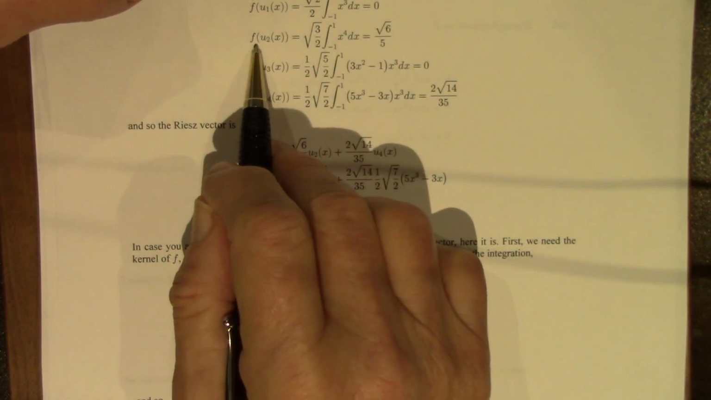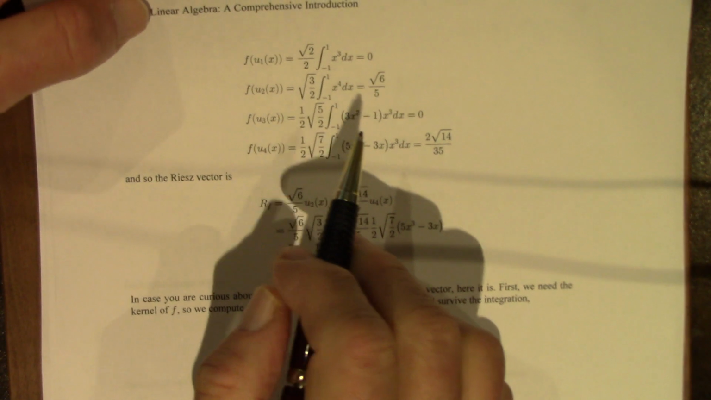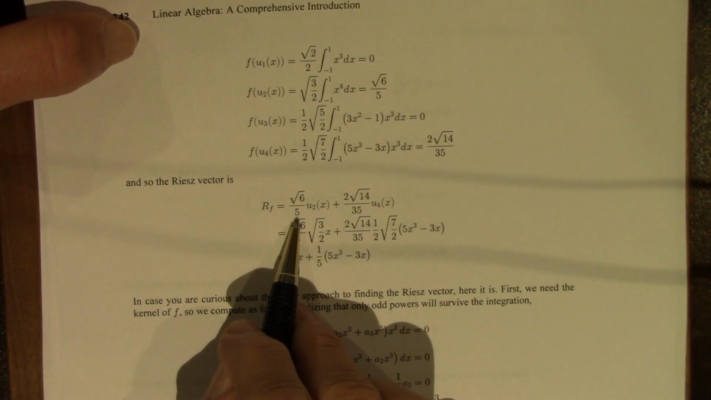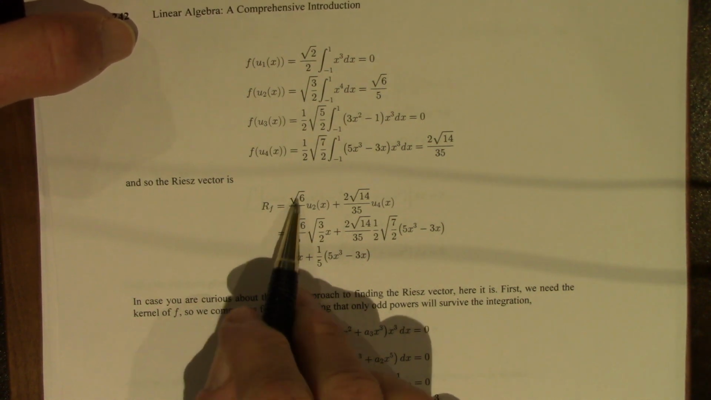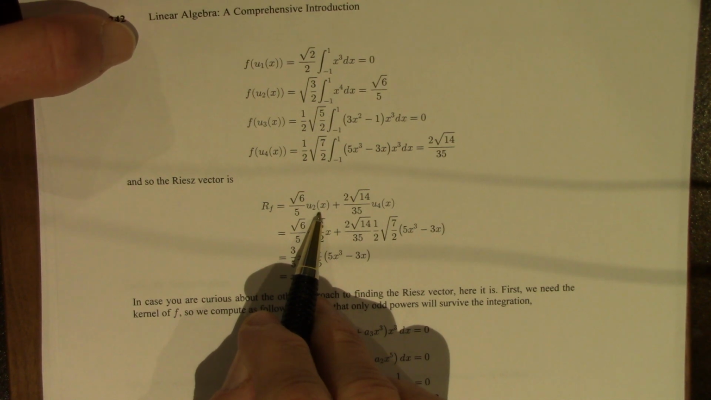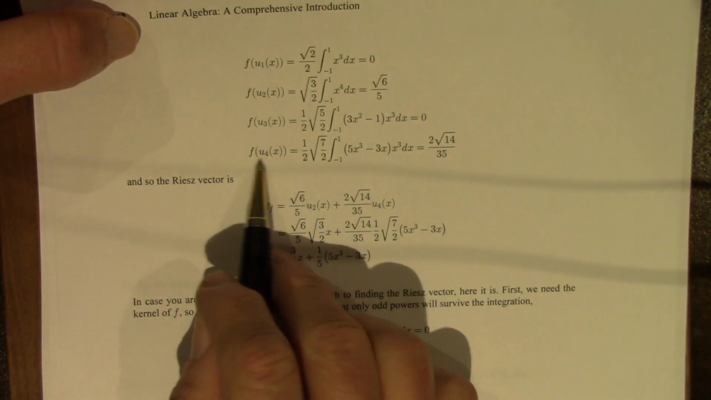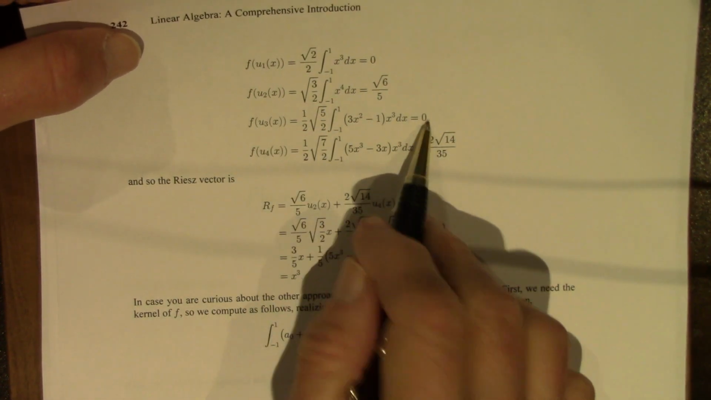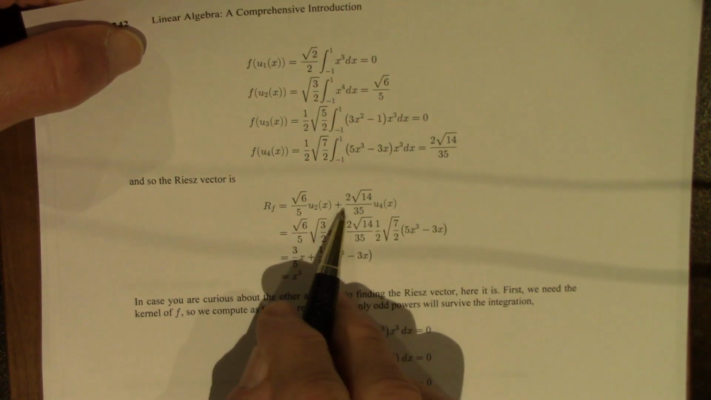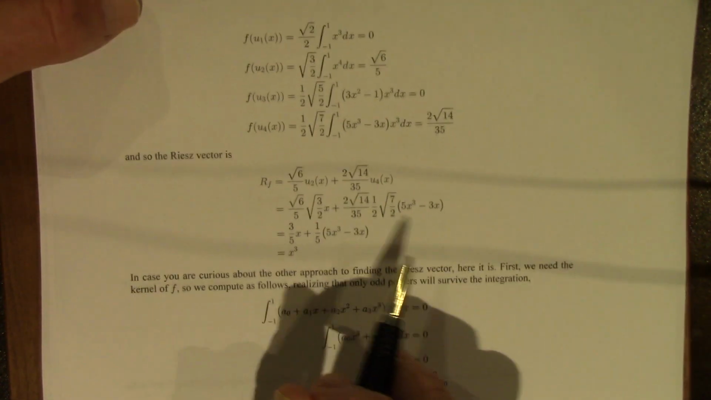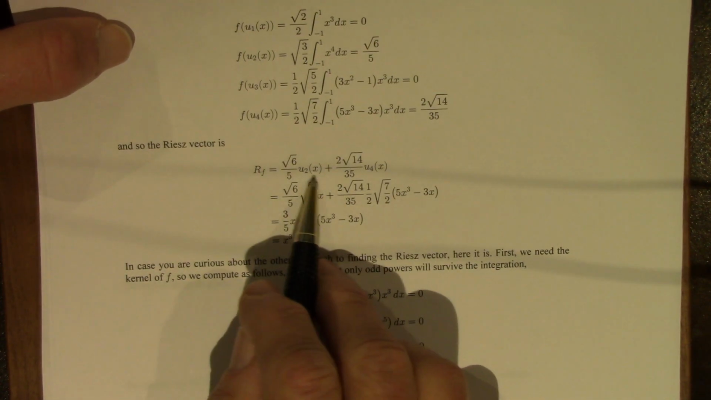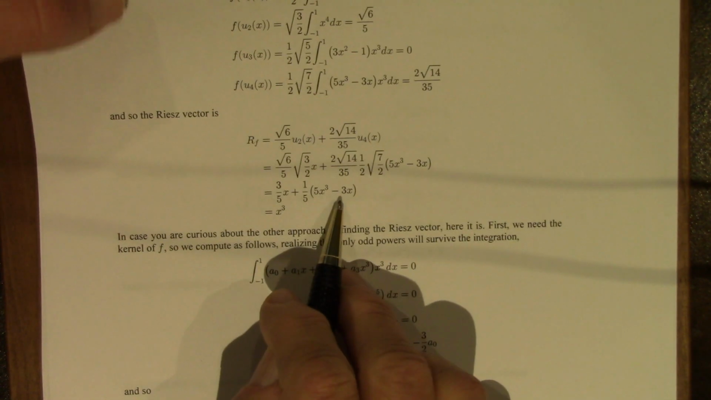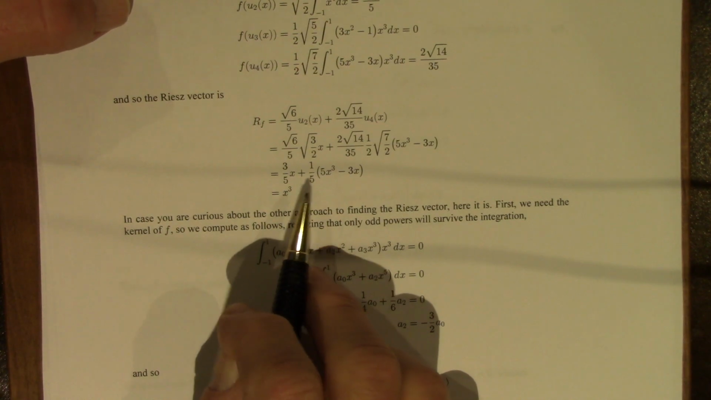For example, f of u1 is 0, so we don't have that term. f of u2 is square root of 6 over 5, so we take the square root of 6 over 5, complex conjugate, which doesn't do anything, times the second basis vector. Then the fourth basis vector, this is 0 again, so we leave out that term. So we've just got this final term here. So it's just two terms to deal with. And then I replace u2 with its value and u4 with its value, collect everything together, and lo and behold, it all cancels out.